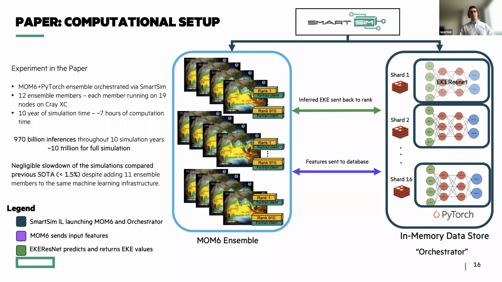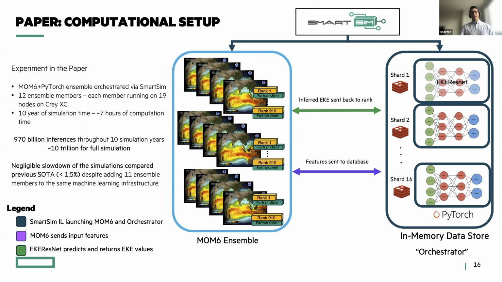So we took the grid down a little bit, down to 910 ranks. But in this case, it's 12 910-rank models, each with one Fortran client from SmartRedis on each rank of the simulation, talking to the same 16-database-node cluster with the same EQ ResNet model. And in this case, you can see over 10 hours of simulation time, which is about 7 hours of compute time here, we did about 970 billion inferences throughout 10 simulated years, and for the full 100 years, it's a little under 10 trillion inferences.